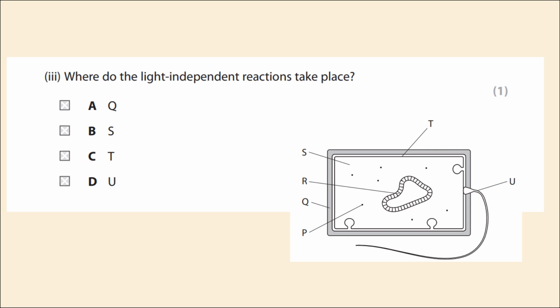Lastly, we are asked where the light-independent reactions take place. In chloroplast, these reactions happen in the stroma where the necessary enzymes are present. Here, in the absence of a stroma, the light-independent reactions would take place in S, which is the cytoplasm of the bacterium. So your answer is B, S.